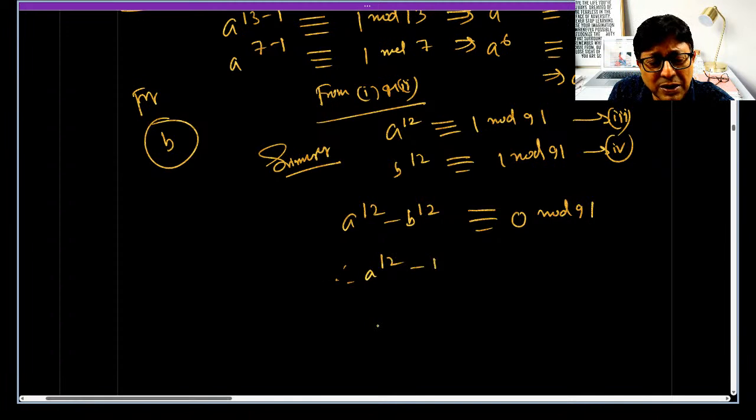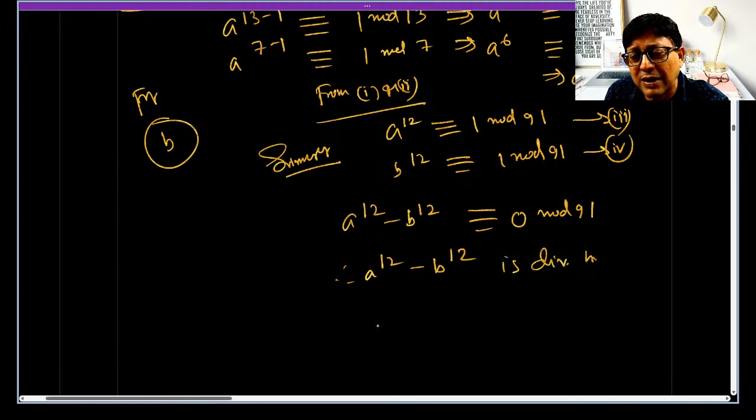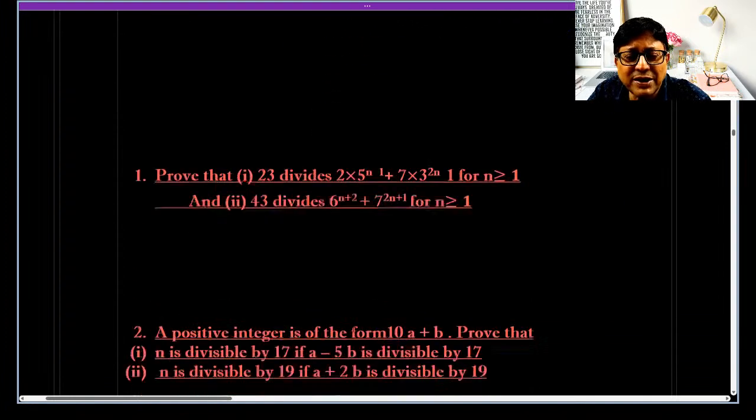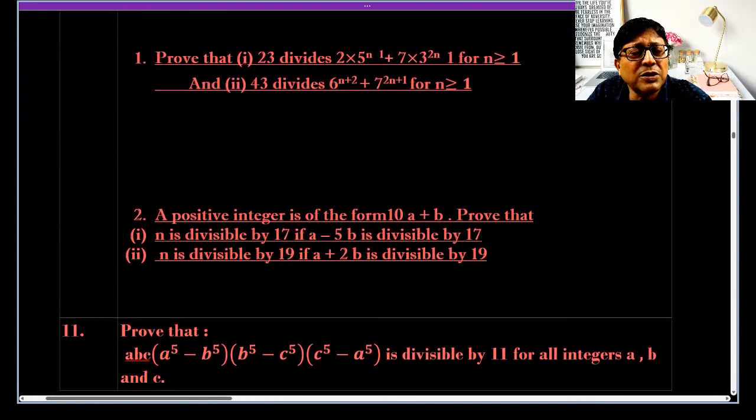Therefore, a to the power 12 minus b to the power 12 is divisible by 91. Am I correct? Hope you have understood. Hope all of you have understood.